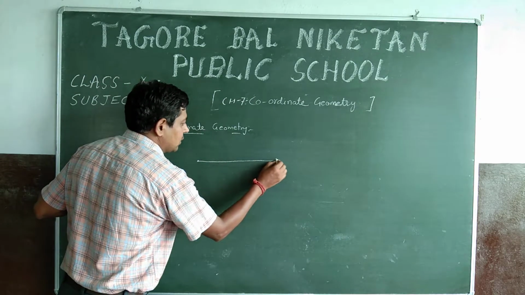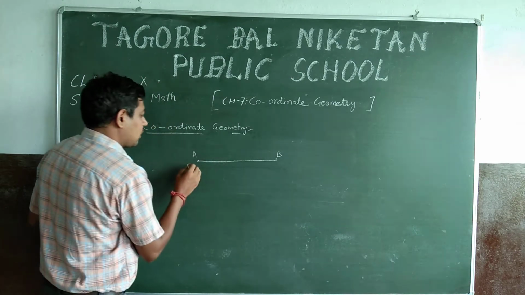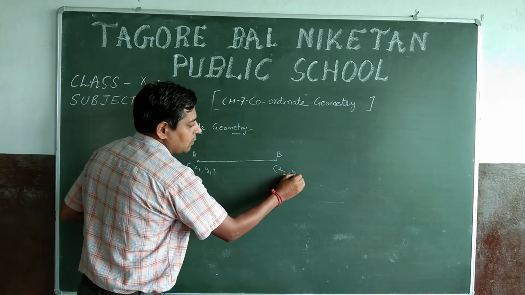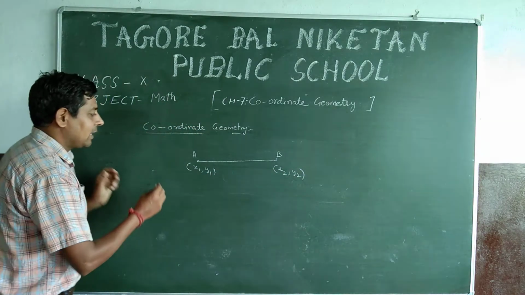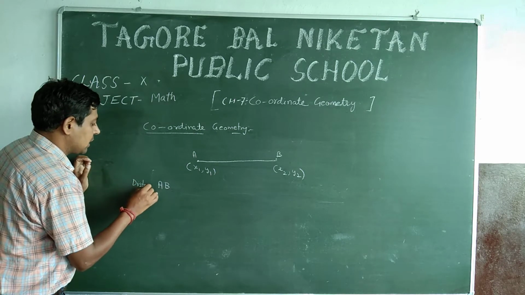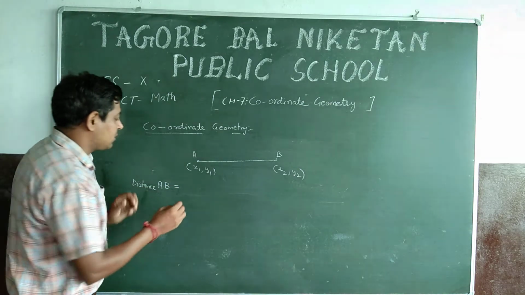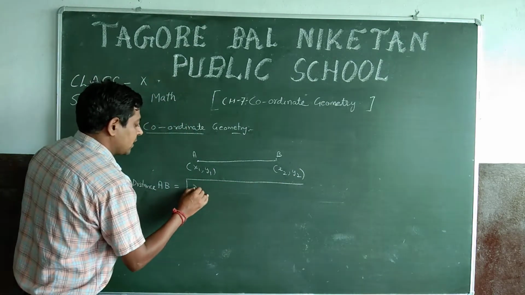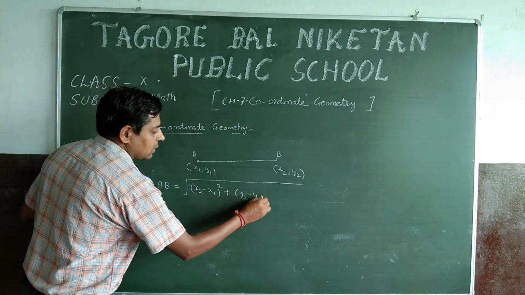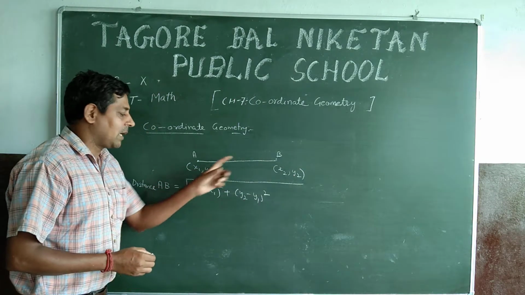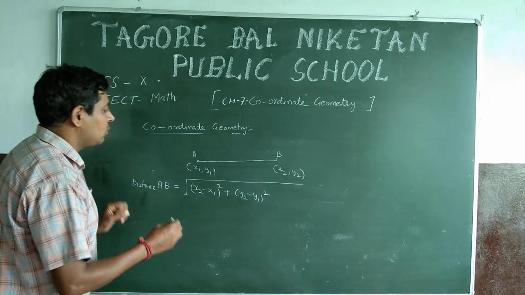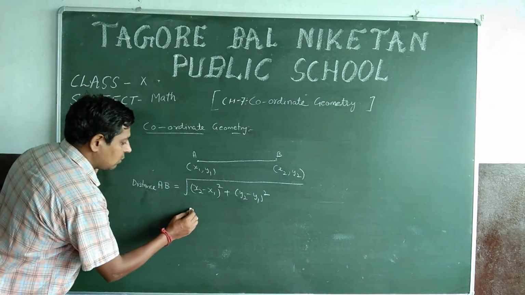These are 2 points A and B. Coordinates of A are x1, y1 and coordinates of B are x2, y2. So how can we find the distance AB? Distance AB by using the distance formula is the square root of x2 minus x1 whole square plus y2 minus y1 whole square. We can also write it as x1 minus x2 whole square plus y1 minus y2 whole square. Now we do some examples of this.